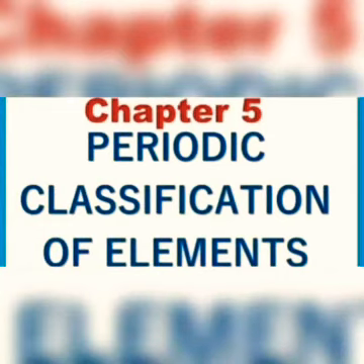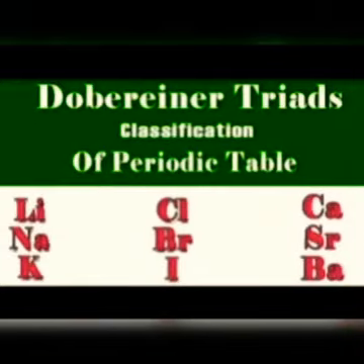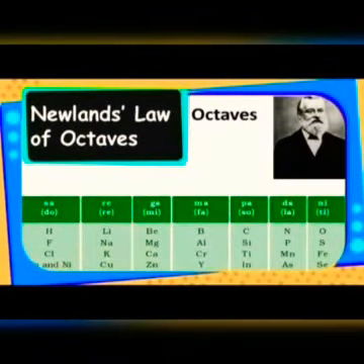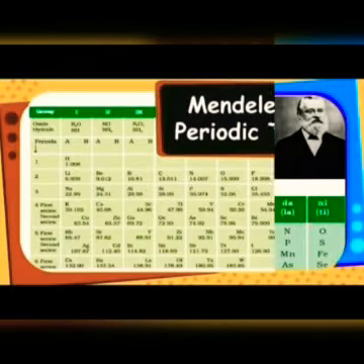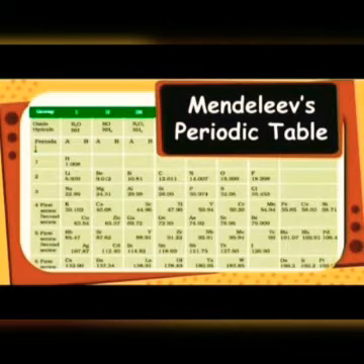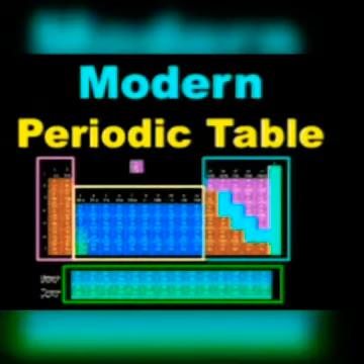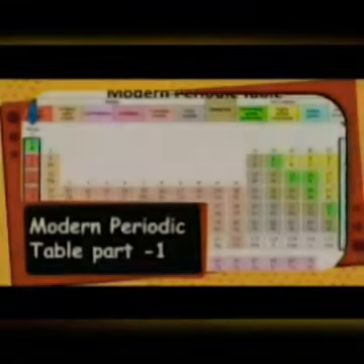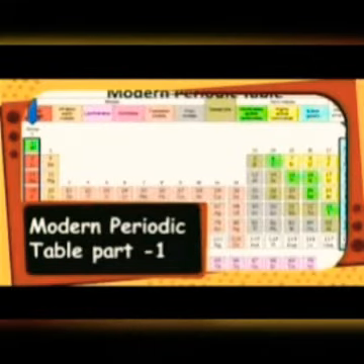Students, we have already started the fifth chapter, Periodic Classification of Elements. In this chapter, you already studied different types of arrangement of elements using Dobereiner's triads, Mendeleev's periodic table, and Newlands' law of octaves. Today, we are going to study the modern periodic table in which the elements are arranged according to their atomic number.